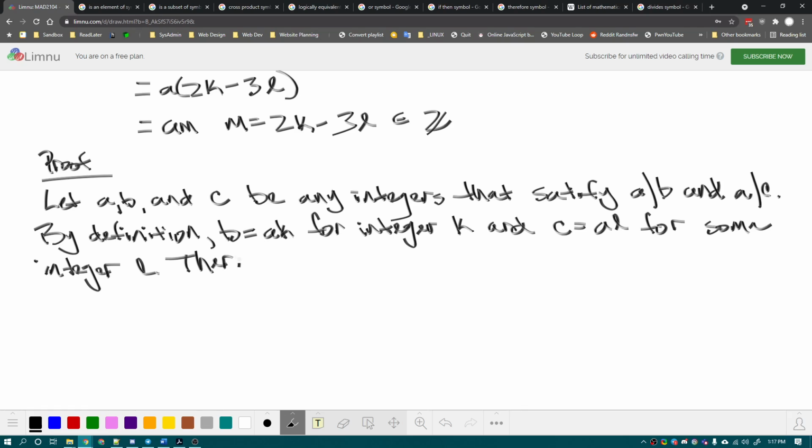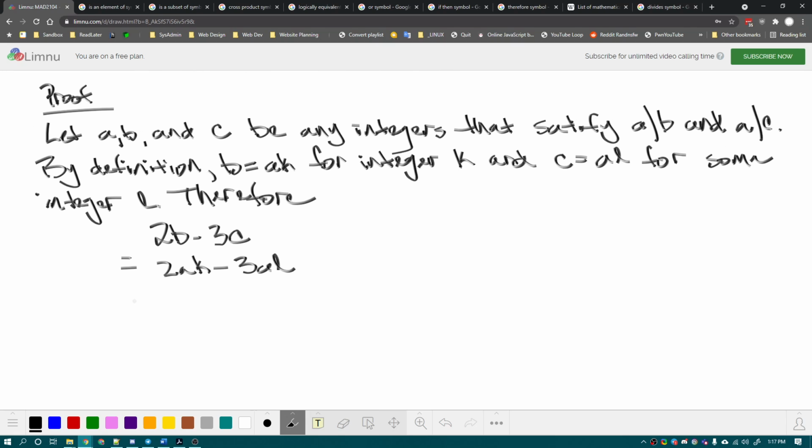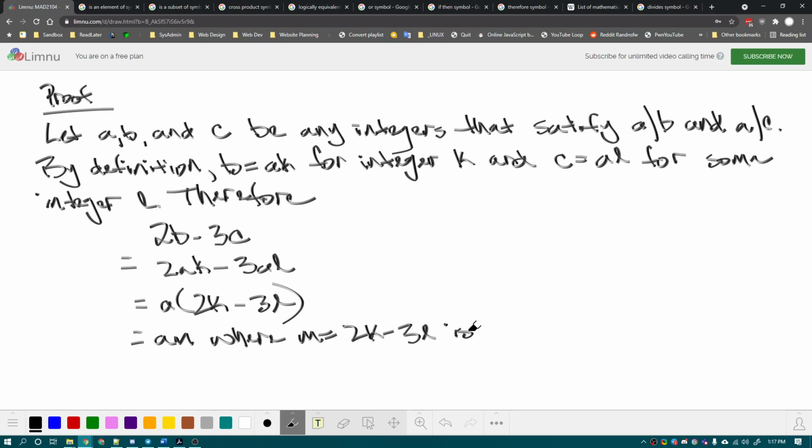Therefore, 2b minus 3c is equal to 2 times AK minus 3 times AL, which is equal to, we can take out the A, so that's A times (2K minus 3L), which is equal to AM, where M equals 2K minus 3L is some integer.